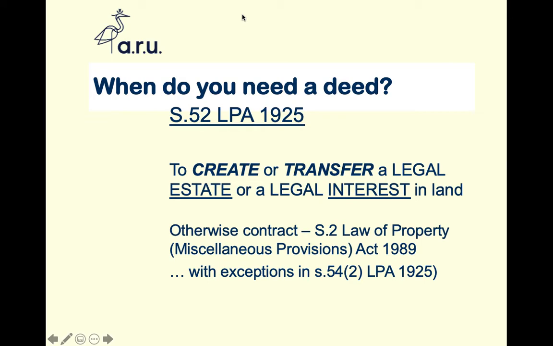If there is no deed, we still, as land lawyers, would expect to see some form of writing. We would expect to see a contract under Section 2 of the Law of Property Miscellaneous Provisions Act 1989. The exception is a short-term lease under Section 54(2), which needs no deed. We'll look at the exception for a contract again in a moment. Ultimately, every time we see a legal estate, the two, or a legal interest, the five, under Section 1(2), we need a deed to make it so.